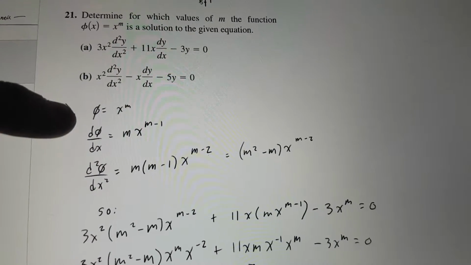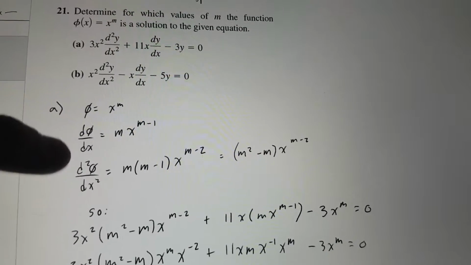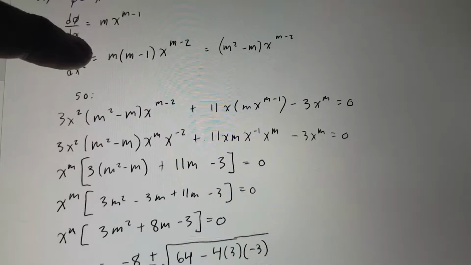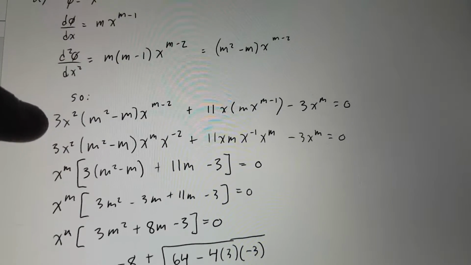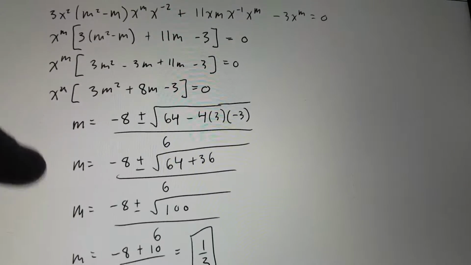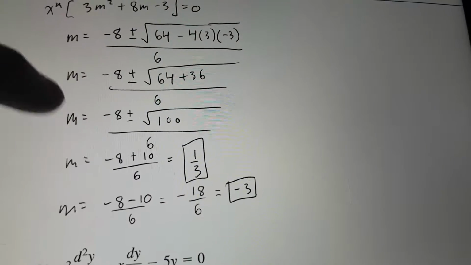Okay, so we've got theta. Let's go ahead and take the first and second derivatives to get these guys. And we just plug those into our equation here. Then it turns out that we get a quadratic, and we're just going to solve for m. So m is that and that.